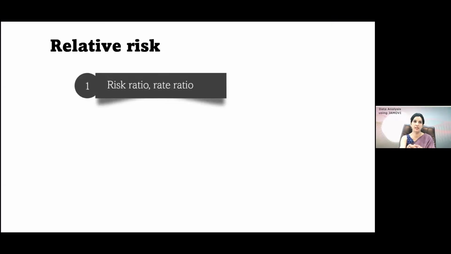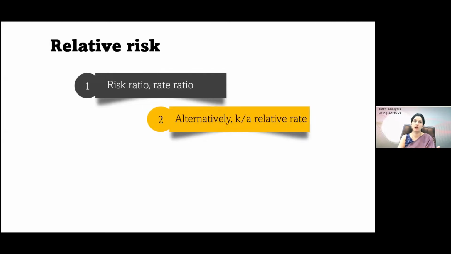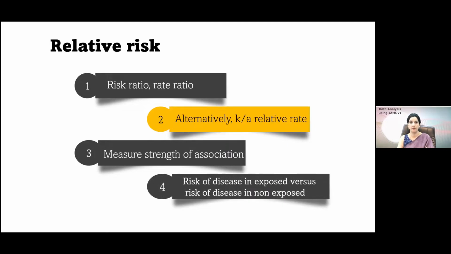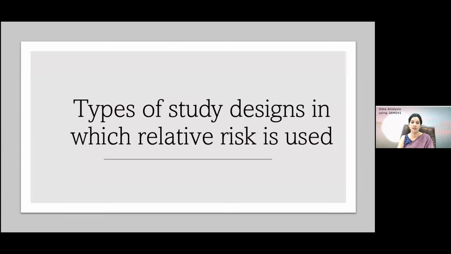So relative risk is also known as the risk ratio or rate ratio, and alternatively we call it a relative rate. It again measures the strength of association. It is usually done in an incidence study or the cohort study, where you have a group of people and a comparison group, and you divide them on the basis of exposure, like exposure versus no exposure of any risk factor, and then you follow them up for the development of a particular outcome. So you measure the risk of disease in exposed versus risk of disease in non-exposed, depending upon what exposure you are taking. So in which type of study design do we use this?